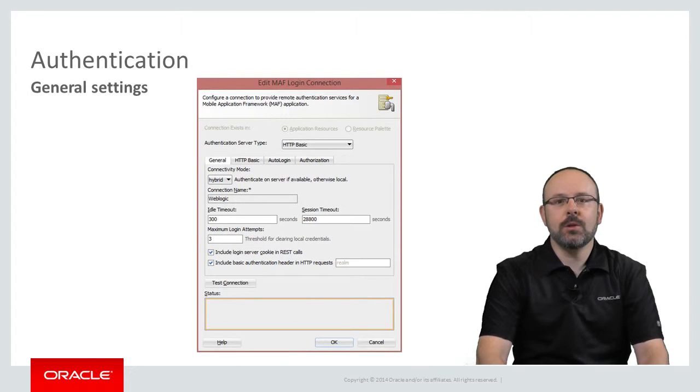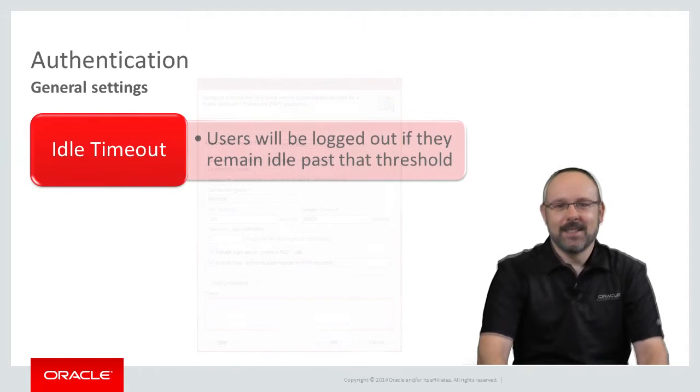When you create a new login server connection, the information you will have to provide varies from one connection type to another. However, some of the parameters are the same across all connection types. We will now have a look at them. The first parameter is called idle timeout. Basically, the user will be logged out if he or she remains idle past that threshold. The value is specified in seconds.